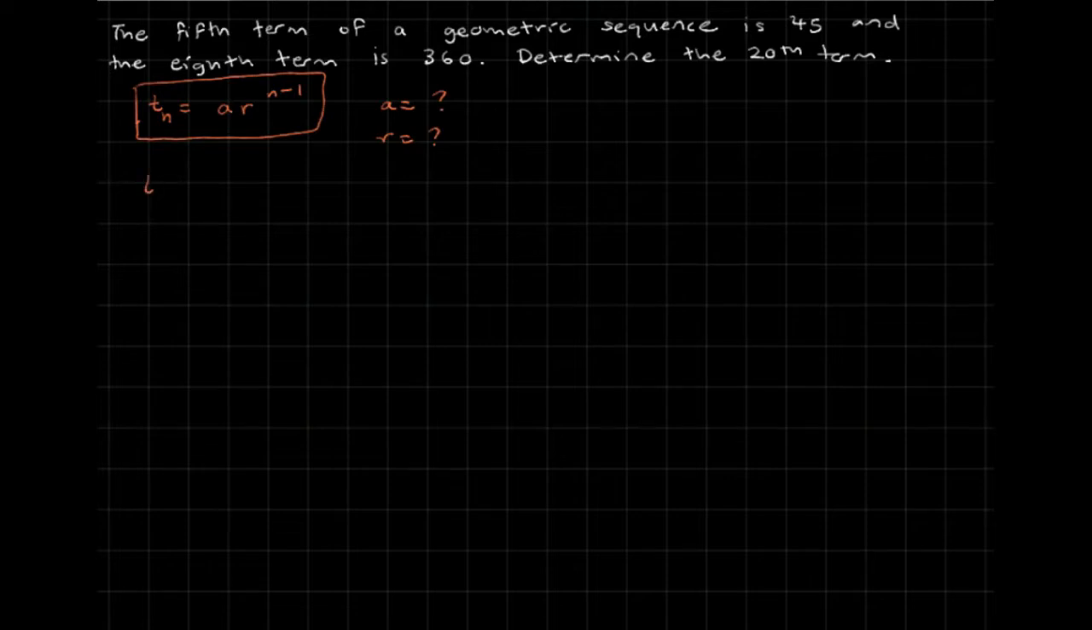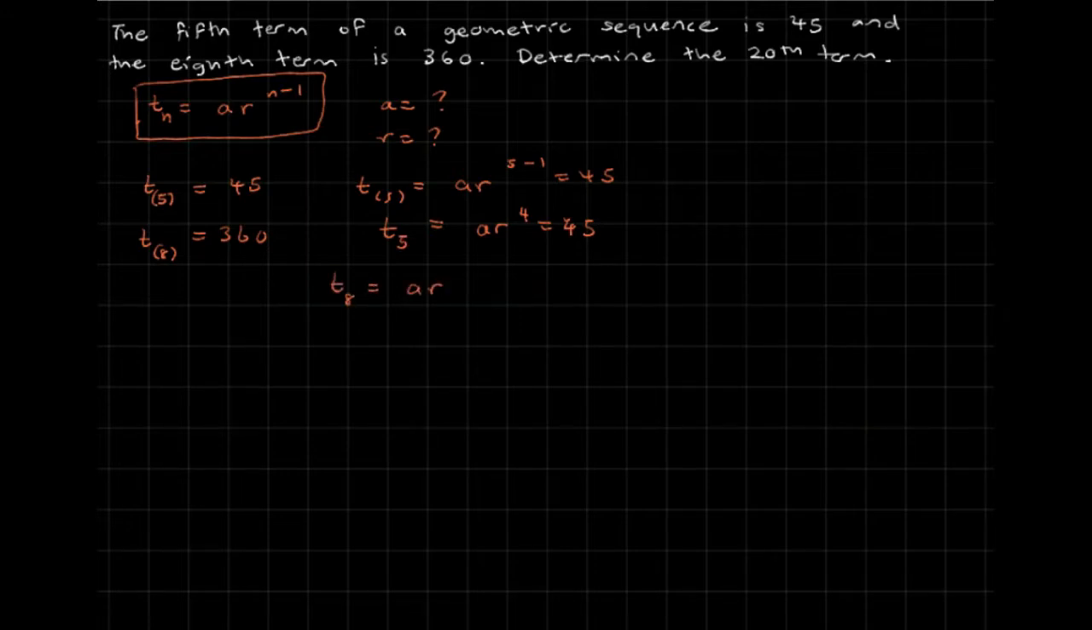We do know that the 5th term, T5, is equal to 45, and the 8th term is equal to 360. Now if I plug this into our general term, T5 is equal to a times r to the power 5 minus 1, which is equal to 45. If you simplify this, it's a times r to the power 4 is equal to 45. Okay, so this is the 5th term. I do the same thing for the 8th term. So the 8th term here is a times r to the power 8 minus 1, which is a times r to the power 7 is equal to 360.